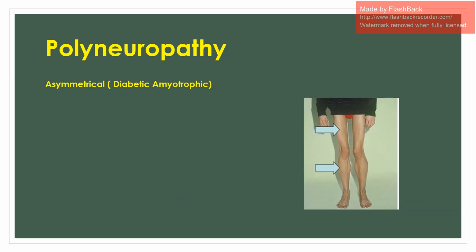The second type of polyneuropathy is asymmetrical polyneuropathy. It is also known as diabetic amyotrophy. In this case, just one of the limbs is affected. In the affected limb, there is weakness and wasting of the proximal muscles, especially in the lower limb. In asymmetrical polyneuropathy, you can see the wasting and the weakness.